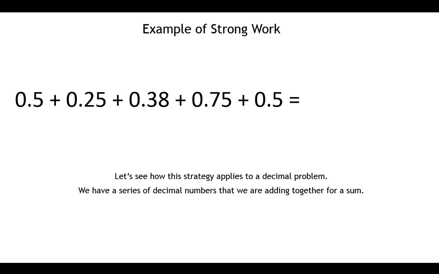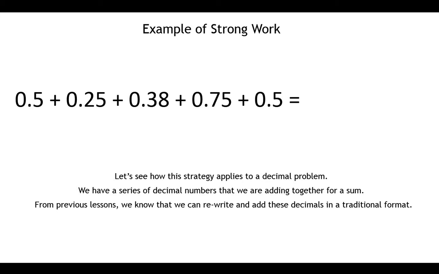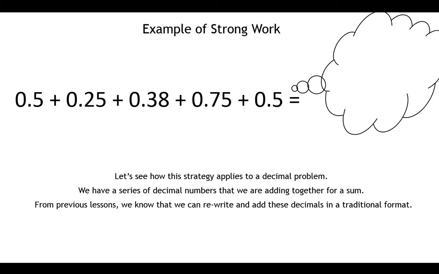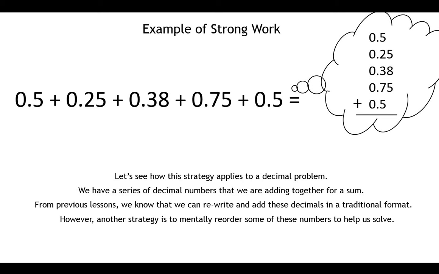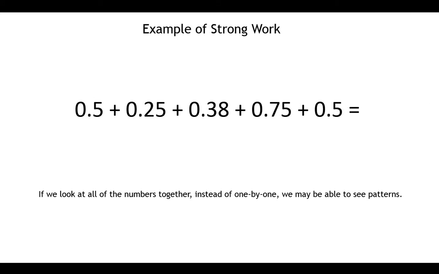Let's see how this strategy applies to a decimal problem. We have a series of decimal numbers that we are adding together for a sum. From previous lessons, we know that we can rewrite and add these decimals in a traditional format. However, another strategy is to mentally reorder some of these numbers to help us solve. If we look at all of the numbers together instead of one by one, we may be able to see patterns.